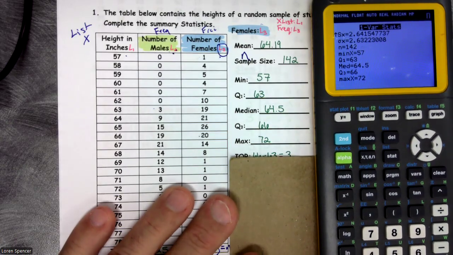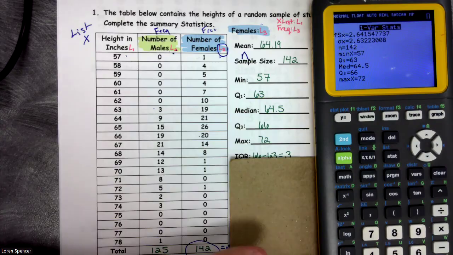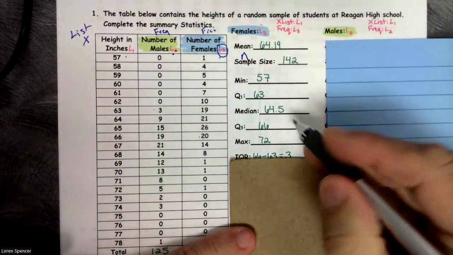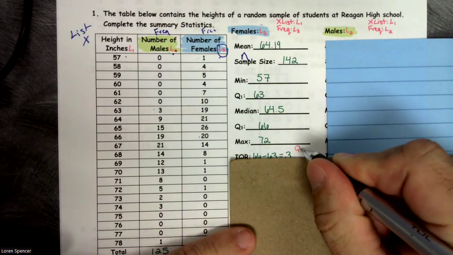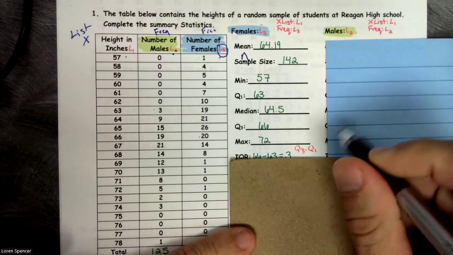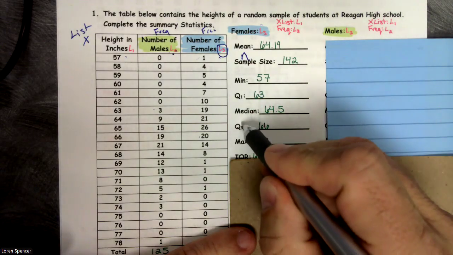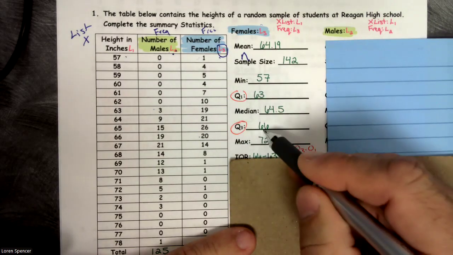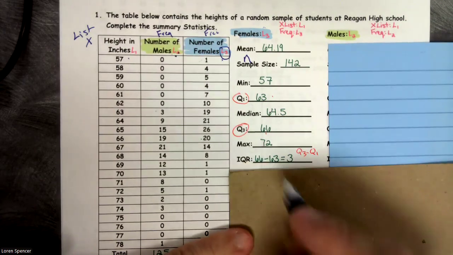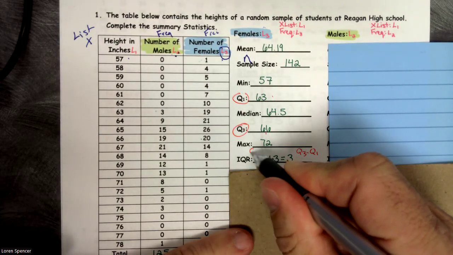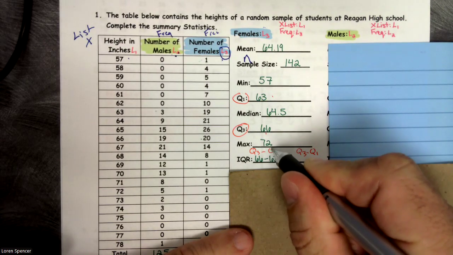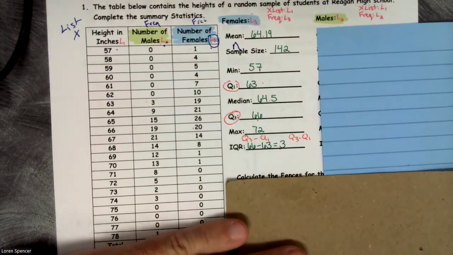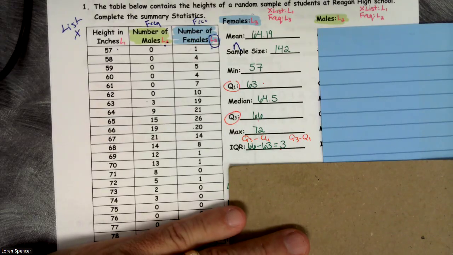IQR. Unfortunately, the calculator doesn't give you IQR. You have to remember the formula. And the formula for IQR is Q3 minus Q1. All right. Well, Q3 is 66. Q1 is 63. 66 minus 63, which is what we have here. We have Q3 minus Q1. That gives me 3. So my interquartile range, or IQR, is 3.